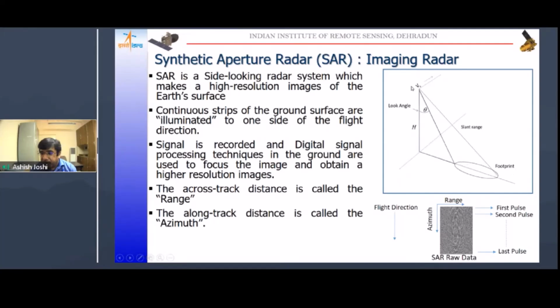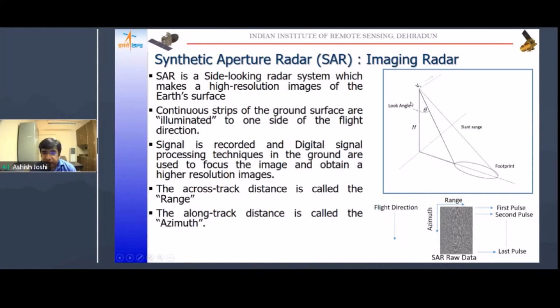Since this is an active sensor, it will illuminate the Earth surface with the SAR beam or radar beam at some angle. This angle is called the theta angle. This is called the height, and this slanting range line is called the slant range. So this is the velocity, this is the look angle, this is the height of the sensor, and this is called the footprint. Then the signal is recorded, and digital signal processing techniques on the ground are used to focus the image and obtain a high resolution image.